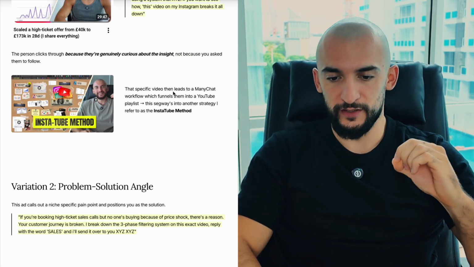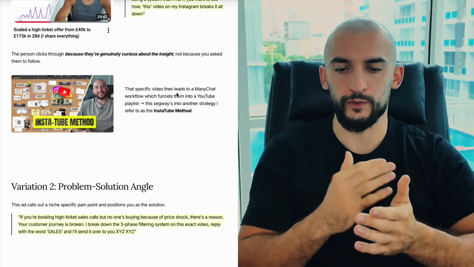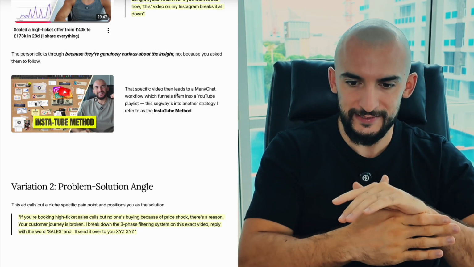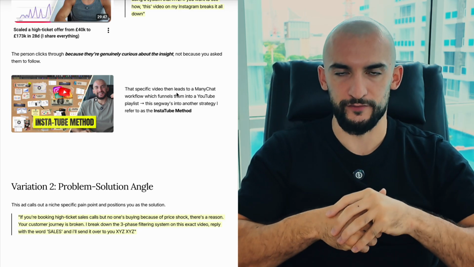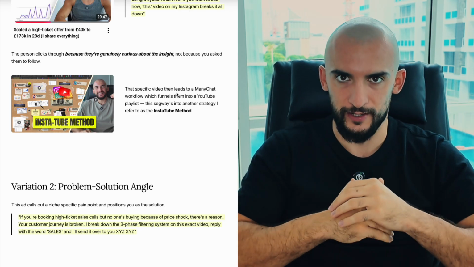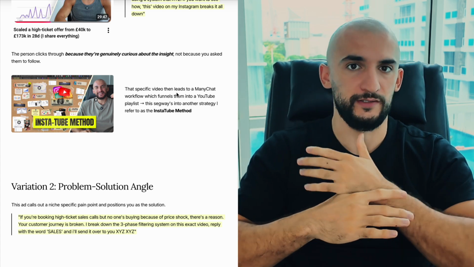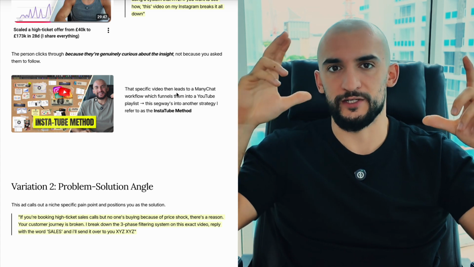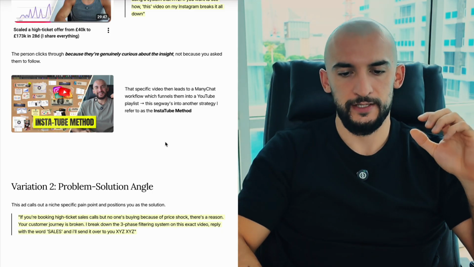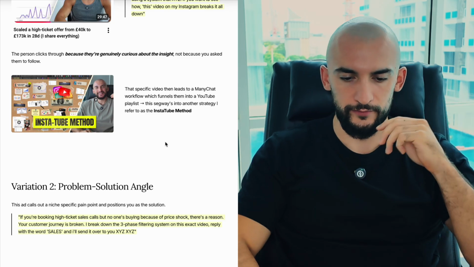And that specific video doesn't just end there, right? It leads to a ManyChat workflow, which funnels them into a YouTube playlist. And that segues into another strategy that I refer to as the InstaTube method. It's creating short form content on Instagram, connecting it to a ManyChat keyword, which then funnels people into either an email opt-in or a YouTube playlist, which has a bunch of different videos on there, right? And then obviously that funnels them into your core sales asset, keystone asset, VSL, whatever it might be.